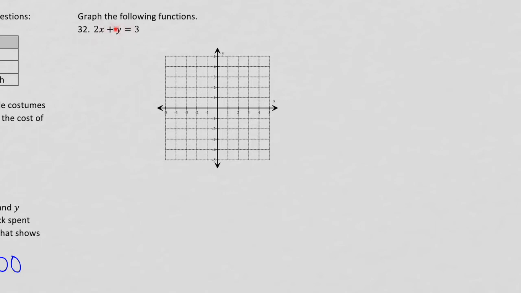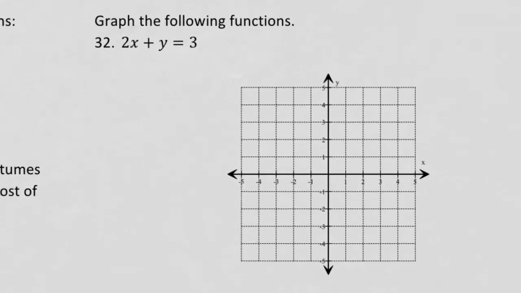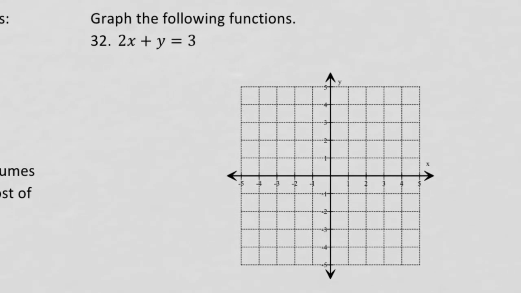Ready for graphing means that the y is isolated. You want the y to be by itself. So that's what we're going to do first before we start trying to graph it. We're going to isolate the y. So I'm going to solve this for y.